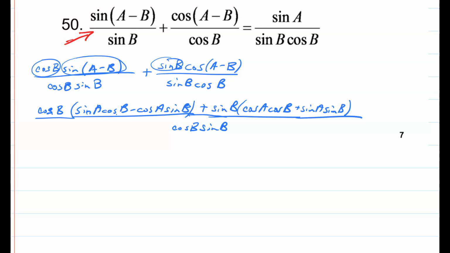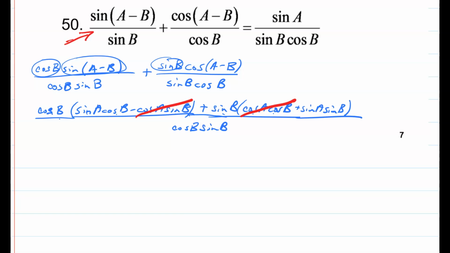No. Cosine of b, cosine a, sine b, and it's negative. Cosine a, sine b, cosine b, and it's positive. So we have an elimination there. These two are opposites if we include the distributions. That's a way to speed up our work, by just looking at it and spotting that.